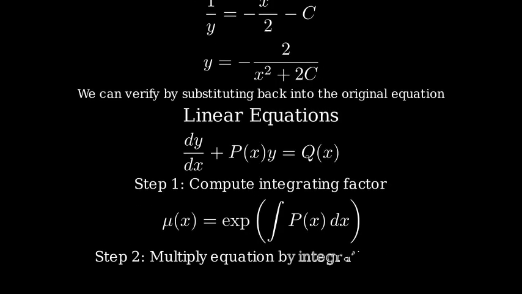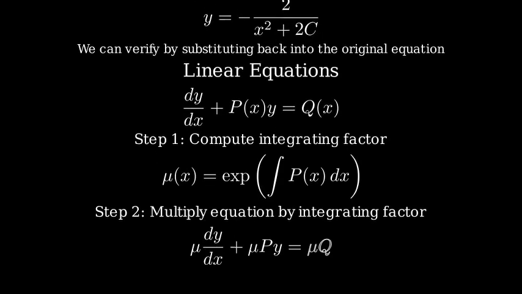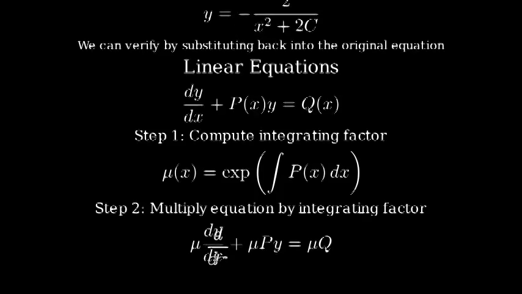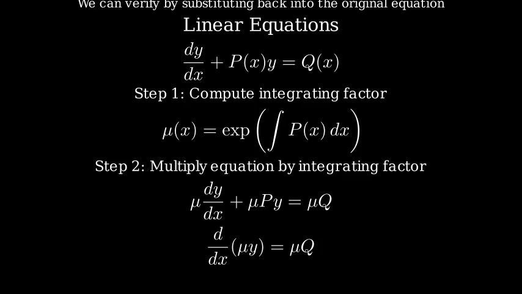Step 2. We multiply the entire equation by this integrating factor. Mu times dy over dx plus mu times p times y equals mu times q. The left side simplifies to the derivative of mu times y. d over dx of mu times y equals mu times q. This works because the derivative of mu equals p times mu.